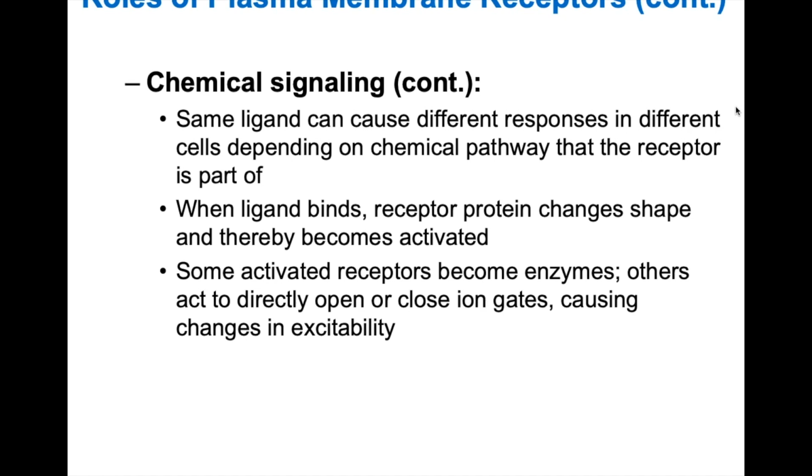Others can open as an ion gate, which can allow things to suddenly move into the membrane or move out of the membrane that couldn't before unless that gate was open. Those are like our gated channels and things like that. So a whole bunch of different responses can happen because of these little tiny chemical signals. And like I said, they can cause different reactions in different types of cells.